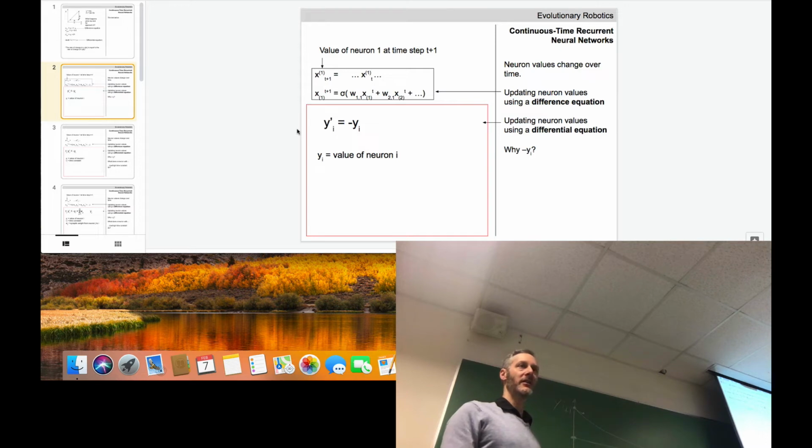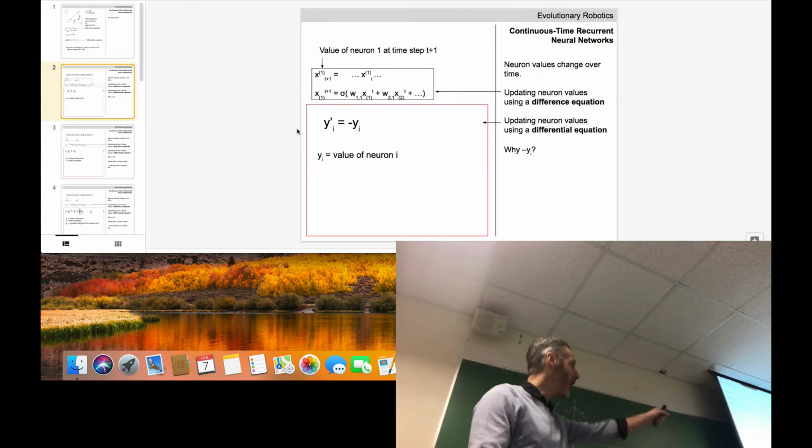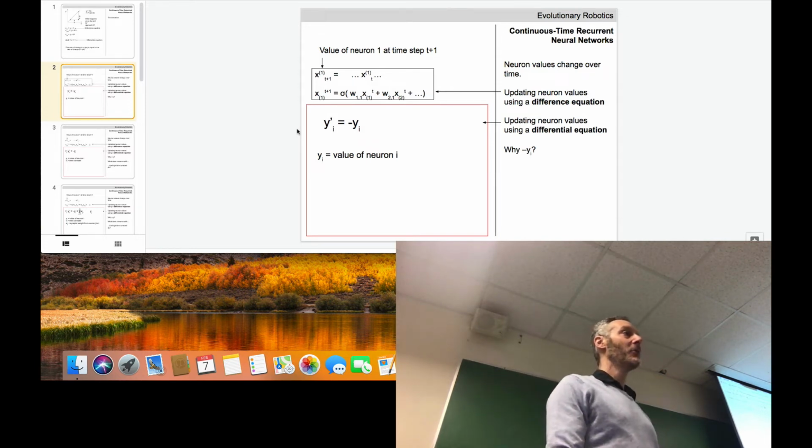You're all remembering your calculus now? It's also going to approach 0, right? So it's going to increase in value, but at a decreasing rate. So for any initial value of y sub I, if this is all that it's being influenced by, which is its own current value, it will decay towards 0.